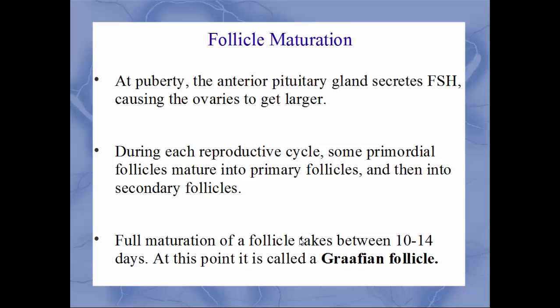Alright, well, next we'll talk about the maturation of follicles. Okay, at puberty, the anterior pituitary gland will secrete FSH, follicle stimulating hormone, which will cause the ovaries to get larger. And that's what the name means, a follicle stimulating hormone. Alright, during each reproductive cycle, some primordial follicles will mature into primary follicles and then into secondary follicles. And this full process to get a mature follicle takes anywhere between 10 to 14 days. At that point, it's called the Graafian follicle. This is what will be involved with ovulation each month. So the Graafian follicle.